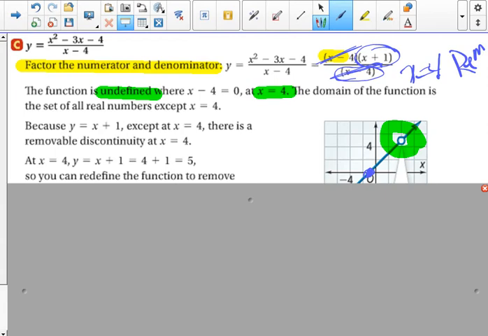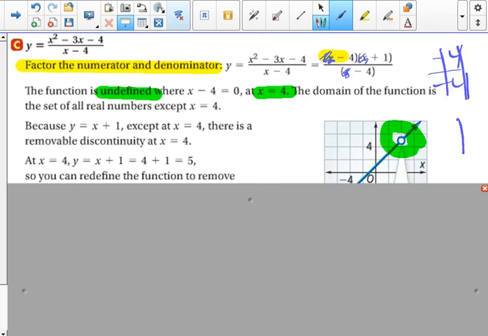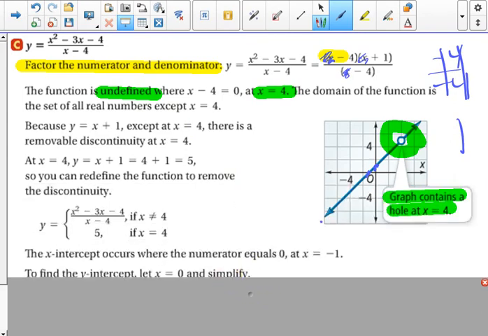And then the y-intercept, well, what are we going to do? We're going to turn all the x's to 0, so they all go away. And we get negative 4 times 1, which is negative 4, over negative 4. Well, that goes to 1. So we've got a y-intercept at 1. 1 and negative 1. So there it is. So you've got this line that goes all the way up through 1, negative 1, and then it's got a hole at 4, and then it goes on and on.